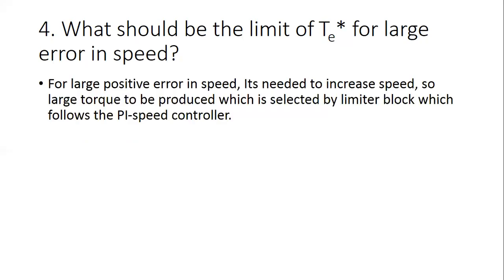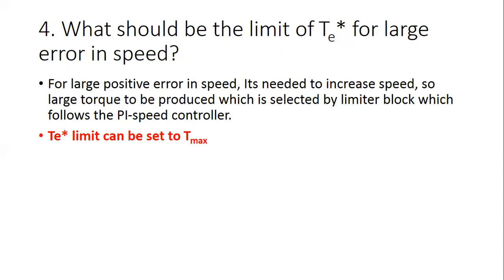So for a large positive error in speed, that is reference speed minus actual speed, the large positive error indicates actual speed is less. That means we need to increase the speed, and we can do that by producing more torque. So who sets this more torque? There is a PI controller followed by a limiter block. That saturation or limiter block has an upper and lower limit. The upper limit is the maximum torque, or the Te star, at which you would like to accelerate, and the lower limit is the same value but negative, right?